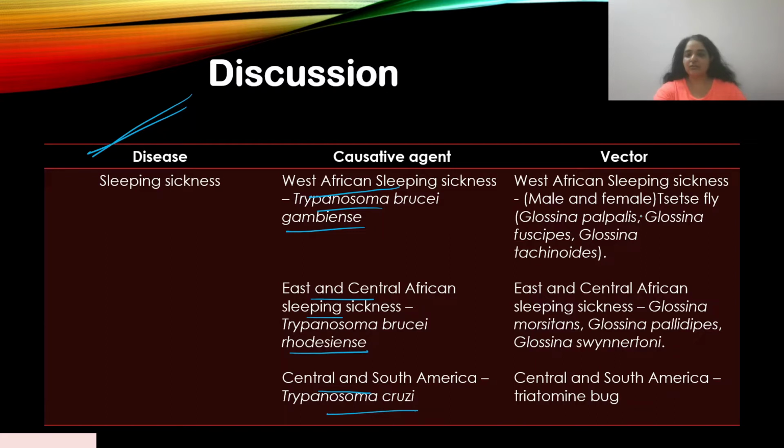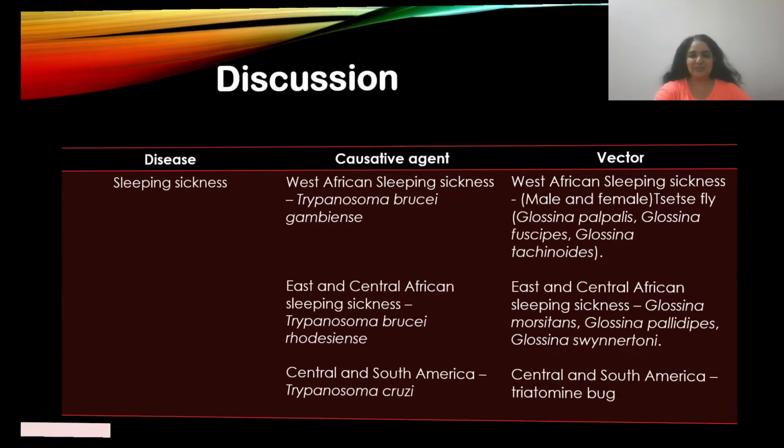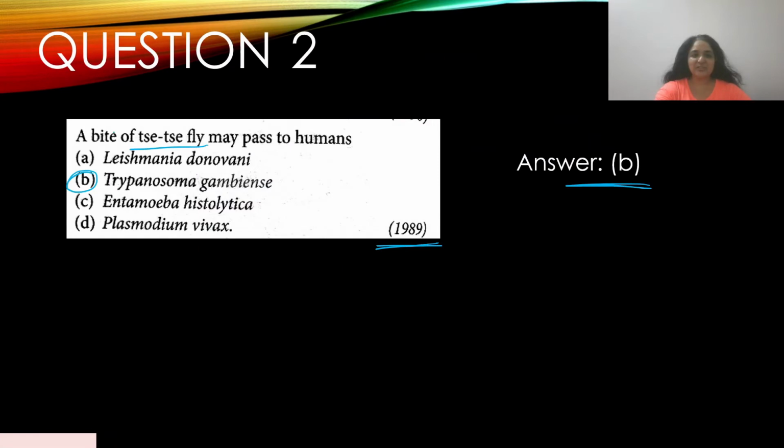Okay, and I've also mentioned the vector. So basically you'll get questions related to this, as we have seen. Remember this table, it'll be easier for you, right? But a pretty direct question, right? If you go back, it was a pretty direct question. The bite of tsetse fly may pass to humans Trypanosoma gambiense. Okay, so let's move on then.